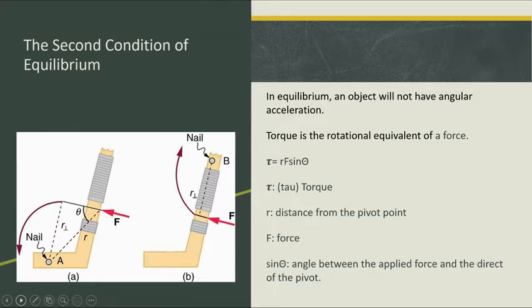Okay, so talking about torque, just a quick review from yesterday. Torque is equal to your radius times your force times sine theta, because you want to make sure that that radius and that force are perpendicular to each other. Your sine theta is your angle between the applied force and the direction of the pivot.